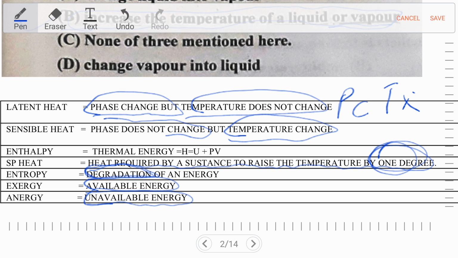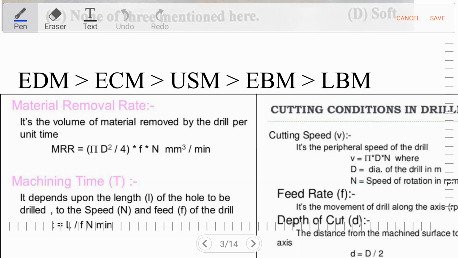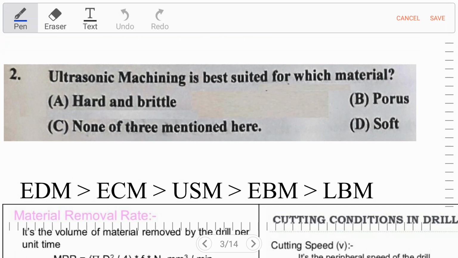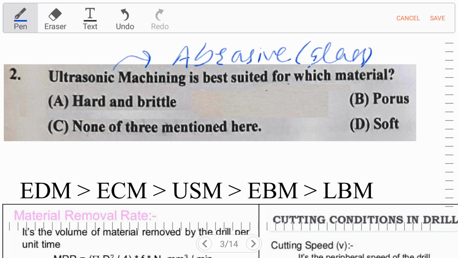Now move to our next question. Our next question is, ultrasonic machining is best suited for which material? Option A, hard and brittle; option B, porous; option C, none of the three mentioned here; option D, soft. Ultrasonic machining basically uses an abrasive material for machining of glass, ceramic, etc. So our option here is hard and brittle.